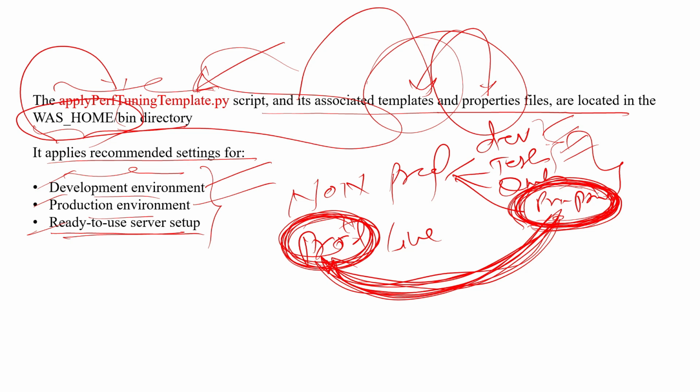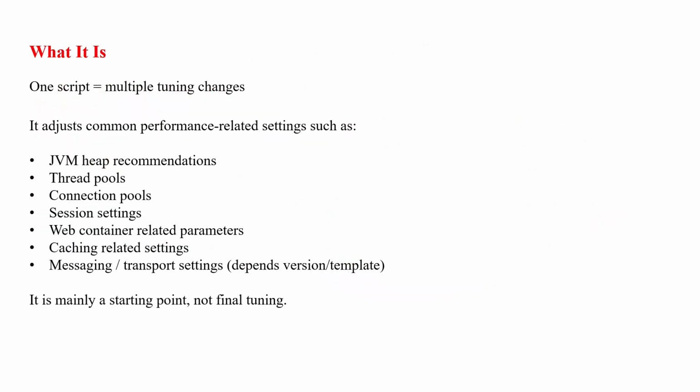So for the production environment, you always go with the production settings. If you are installing WebSphere for some demo and testing purpose, you can use the ready to use server setup. But apart from that, if we have development, testing, quality, or some other kind of environments, for that we can go with the development environment settings. And how it works, I will explain to you. So what exactly is this script? One script, multiple tuning changes.